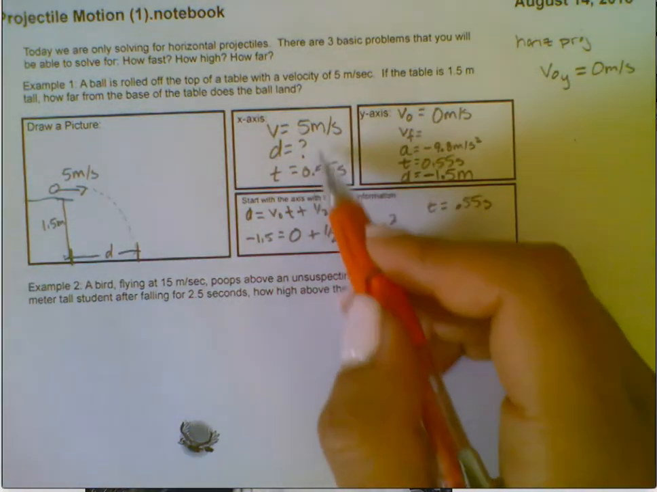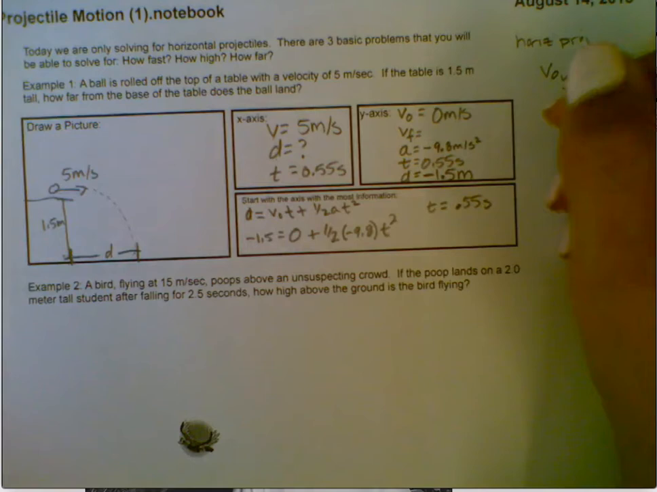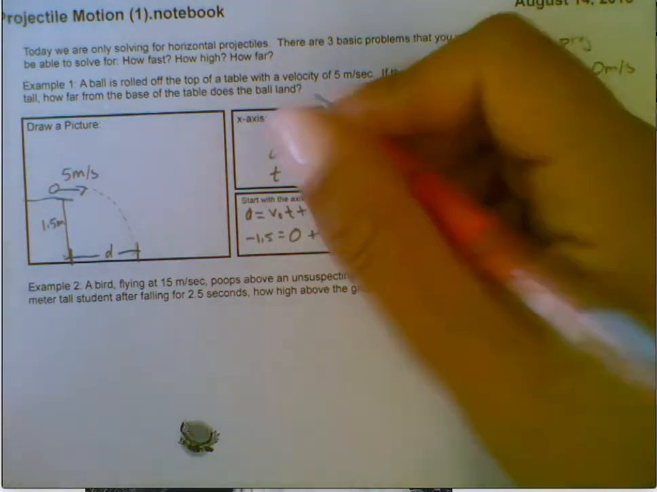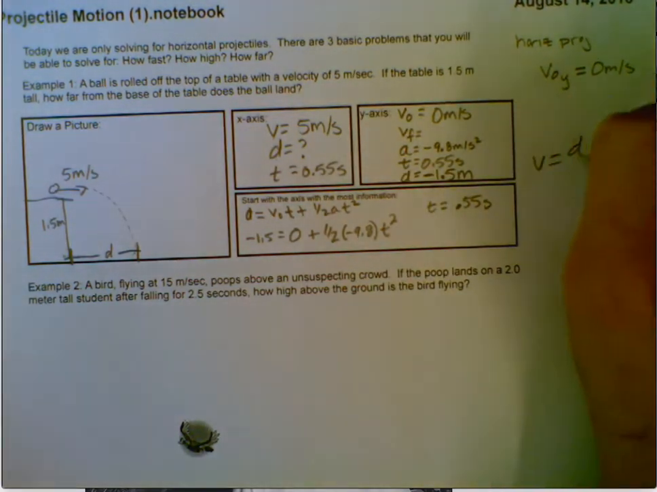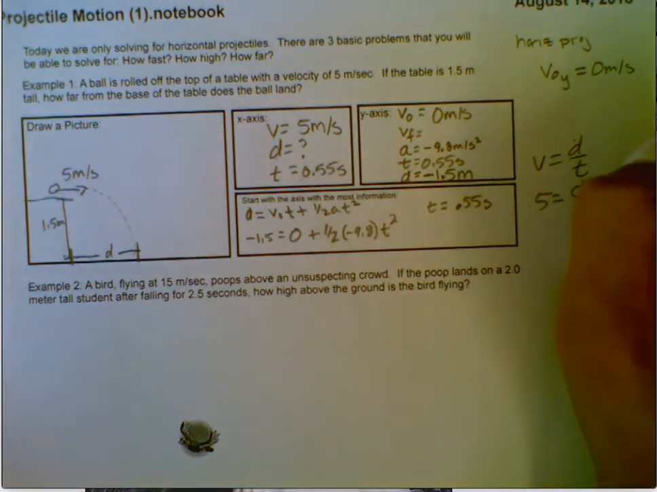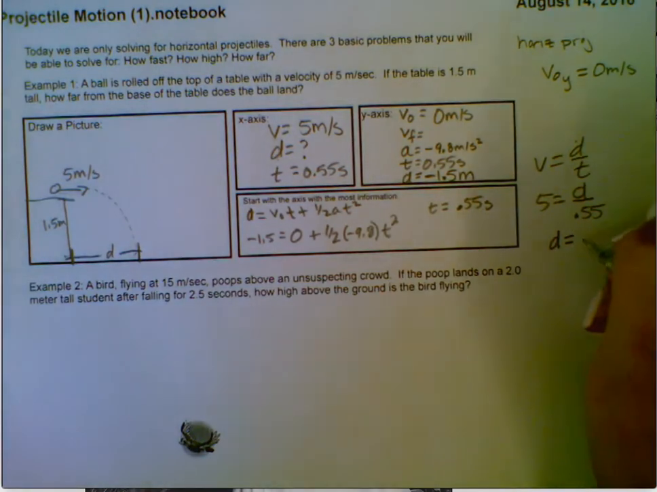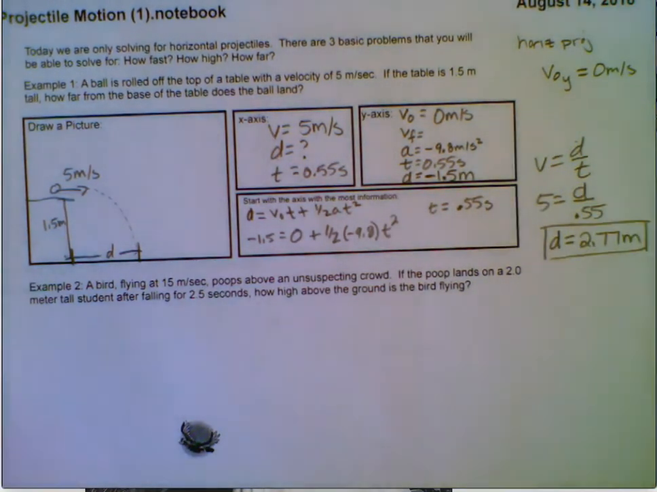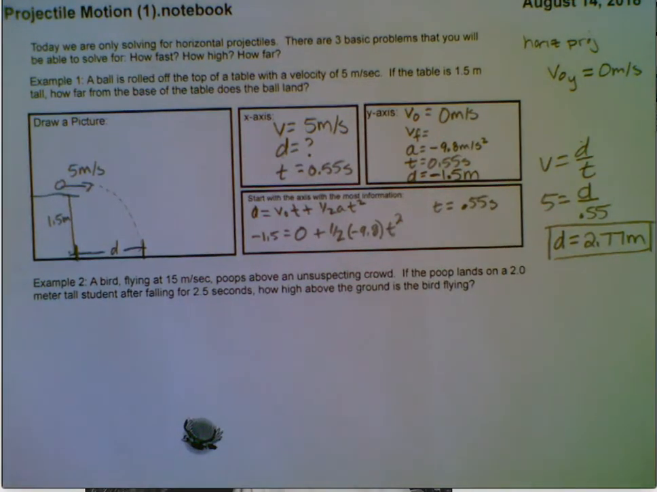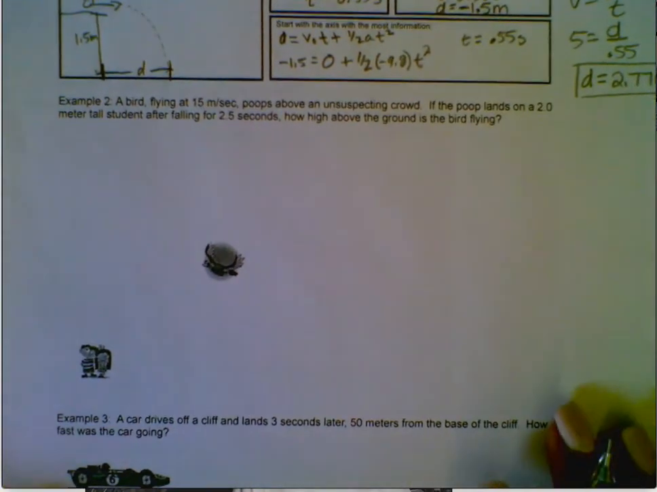And now you have enough in this column to go ahead and solve for the ultimate goal, which was displacement in the x direction. So since in the x direction we only have 3 variables, we're going to use this one. Okay, 5 equals d over 0.55, and you get displacement equals 2.77 meters in the x direction. Make sure you have units and you box your answer. Okay, let's do another example.